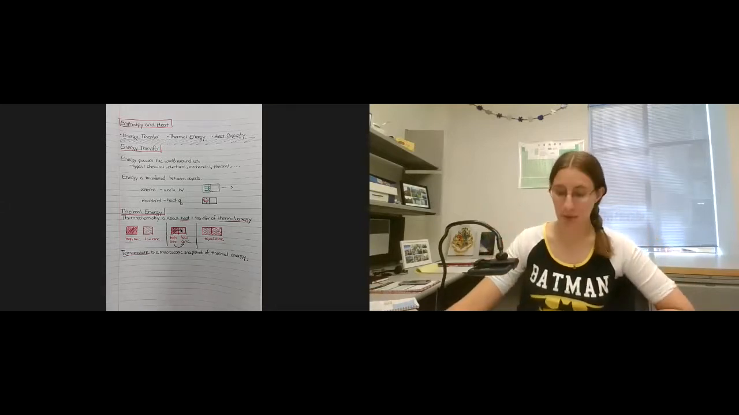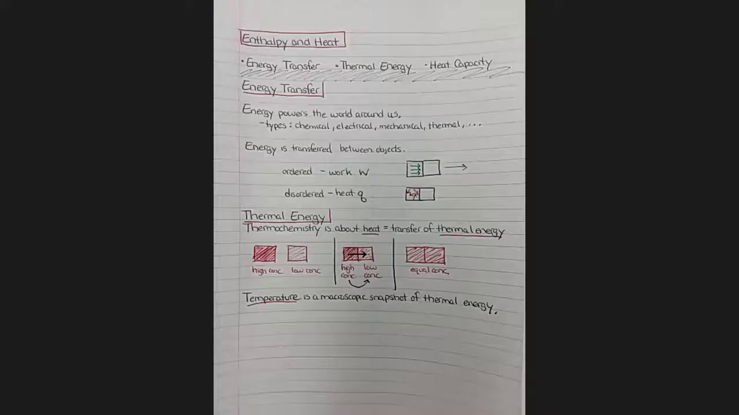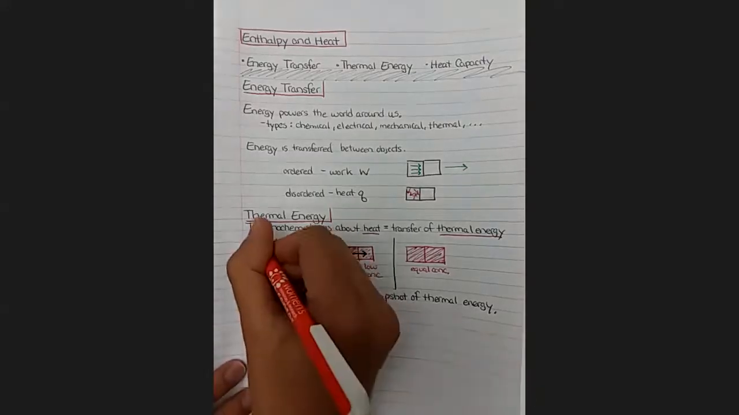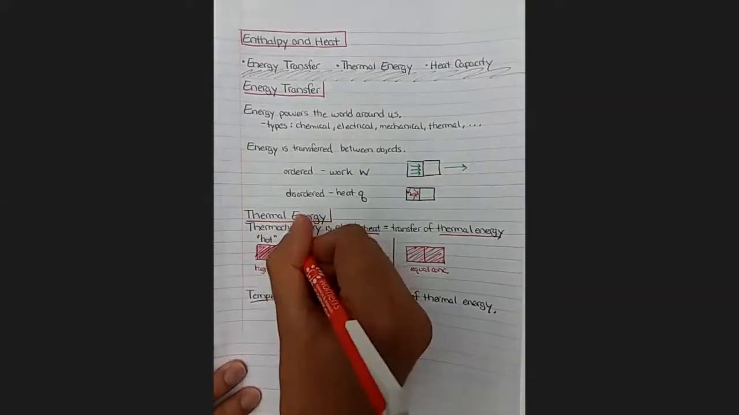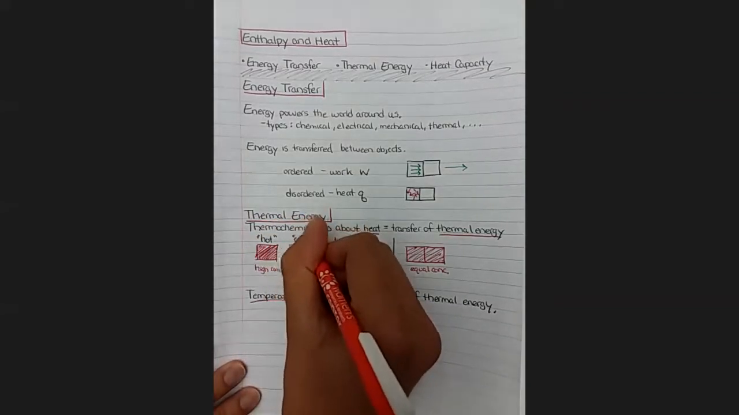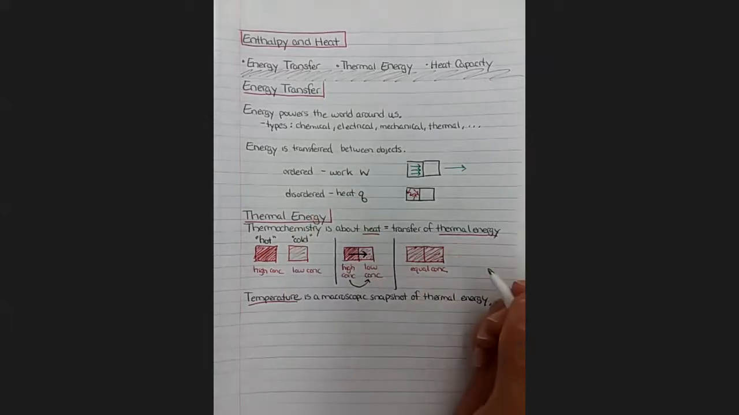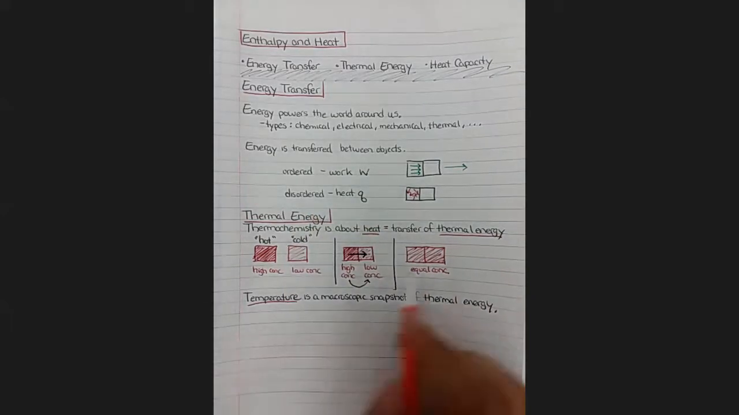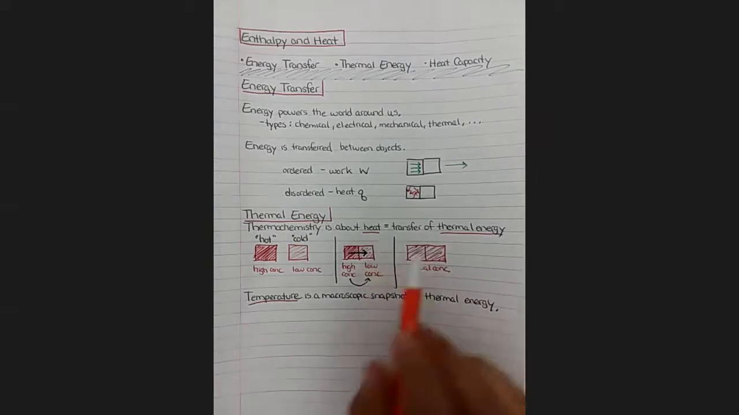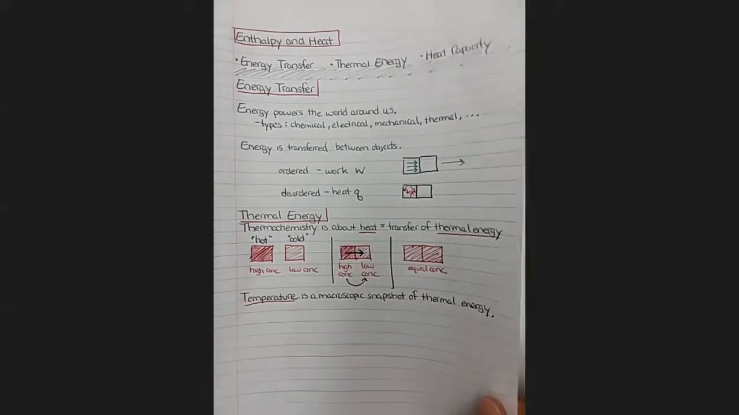So if we wanted to label these different items in our picture, we could say that this one with the higher amount of energy, we could call that hot, and the one with the lower amount of thermal energy, we could call cold. So temperature is more useful on a larger scale, but these are the more scientific variables. All right.